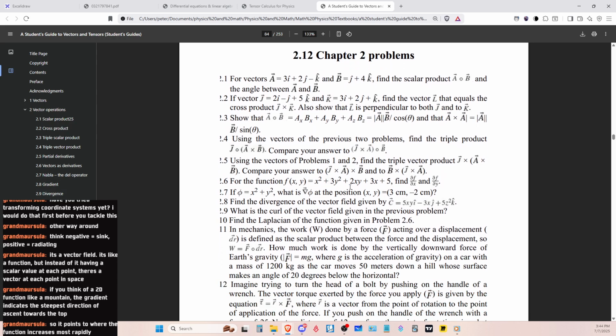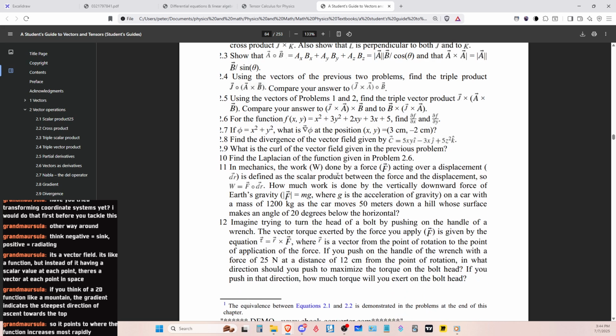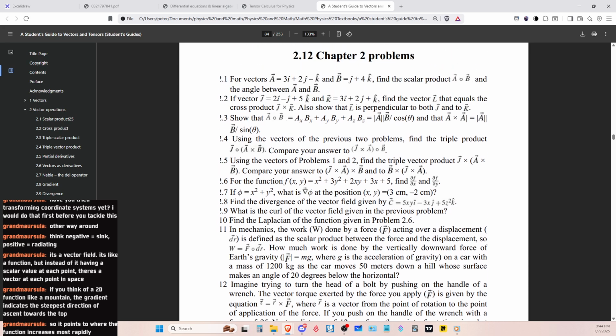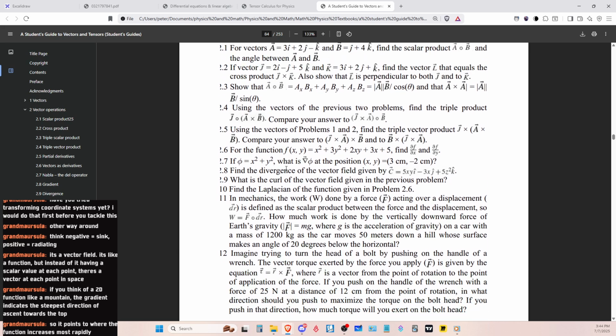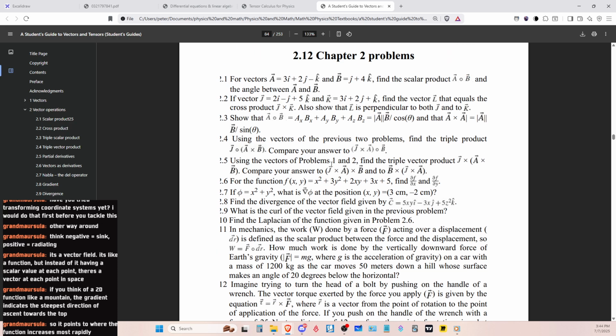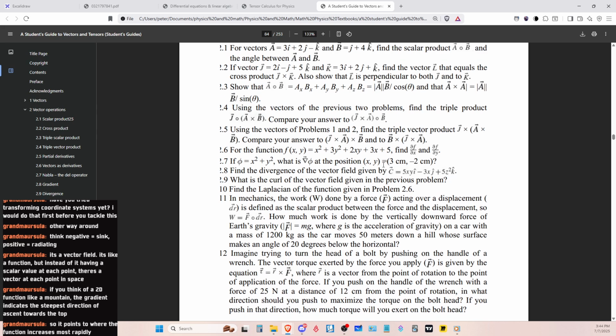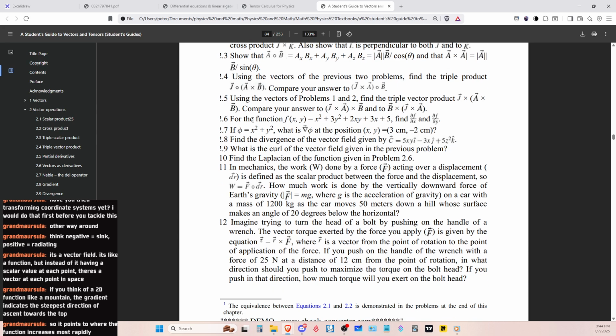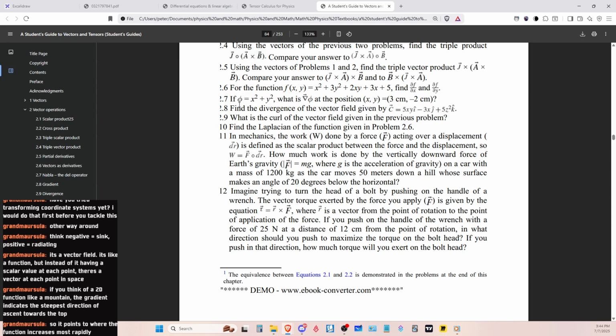Let's see what we got for the problems here. Scalar product. Let's do one involving the stuff that we were talking about, curl and divergence and gradient. Triple vector product. No, I think that's too tedious. I don't want to do that one. For the function, find that one. I think that one's easy. I don't think we should do that one.